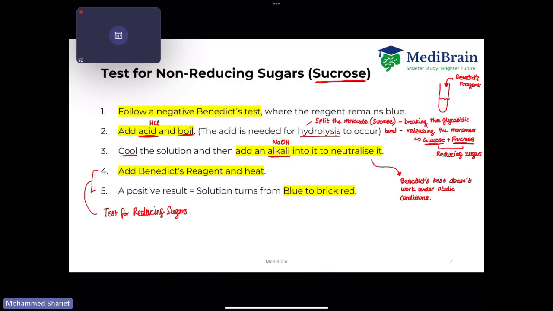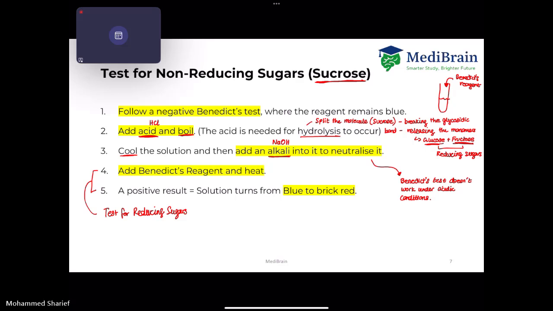So that's basically the test for non-reducing sugars. First, you need to make sure that you don't have a reducing sugar present, so you obtain a negative Benedict's test result. And then you have to focus on breaking the glycosidic bond. So you have to add in acid and then you boil, so the hydrolysis can actually occur. And if we're talking in terms of sucrose, the sucrose can be split into its specific monomers, monosaccharides, glucose, and fructose.